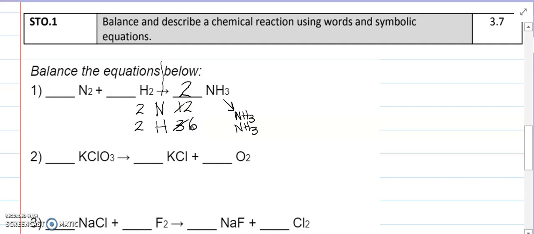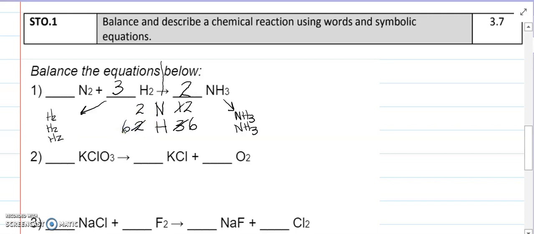But to balance the equation, I've got to fix my hydrogen. On this side, I can put a 3 in front of my H2 because I know that if I have H2 and H2 and H2, that gives me three pieces of H2, or six pieces of hydrogen, that I need to balance my equation.